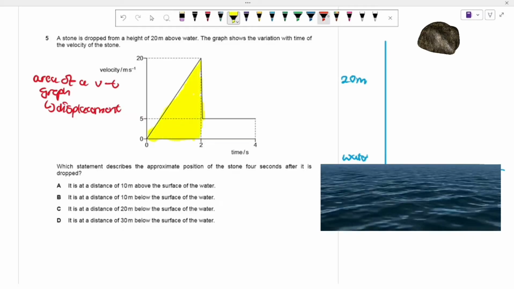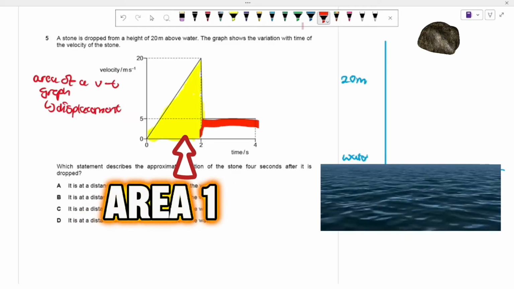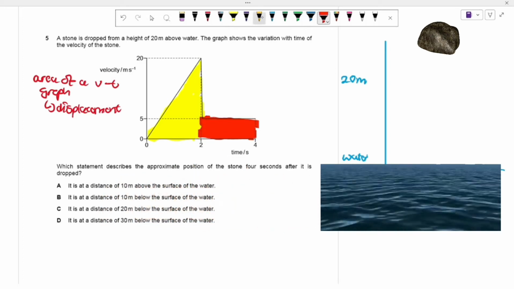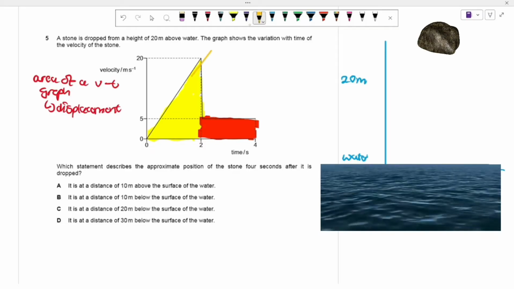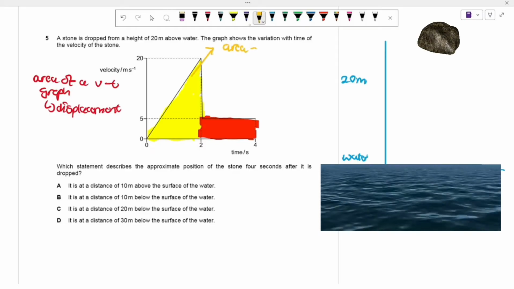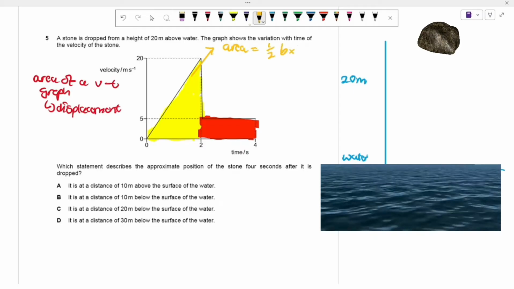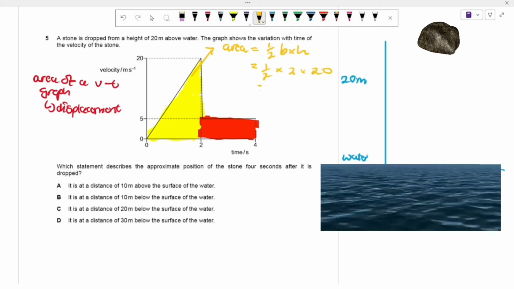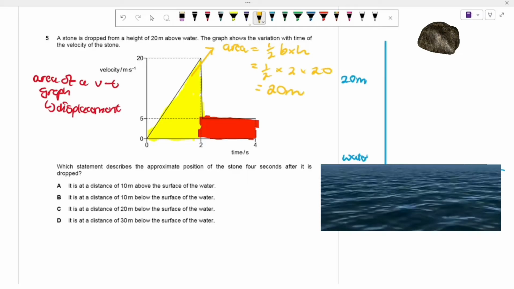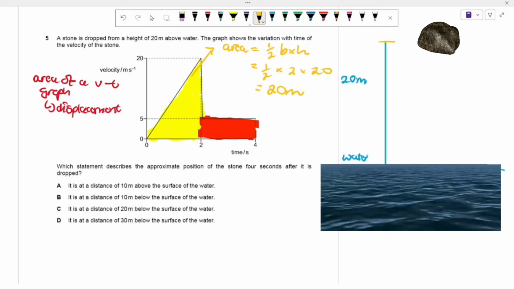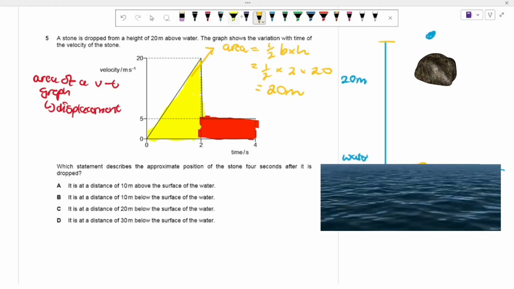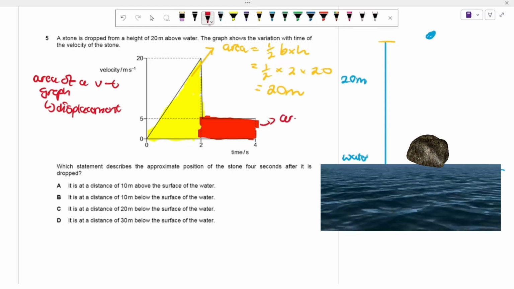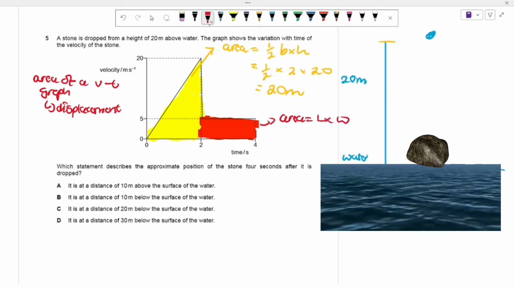So if we're going to look at this area, essentially we have 2 areas. We have this area, and then we have this area. So if we look at this area, it is the area of a triangle, which is half base times height. Your base is 2, your height is 20, and that's going to be 20 meters. So it means it has fallen 20 meters. So basically, our stone is going to be here at the surface because it has fallen 20 meters. And if we look at this area, this is going to be length times width.